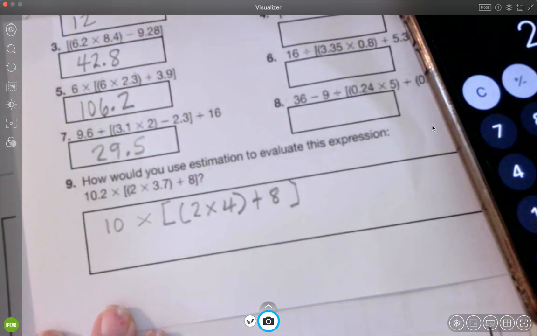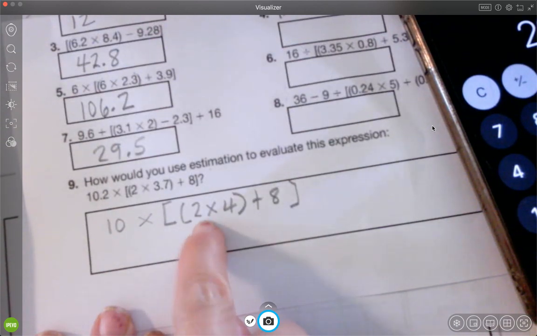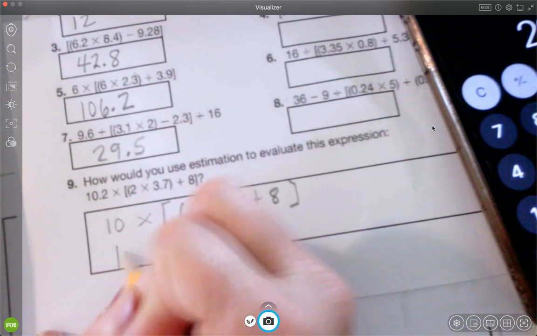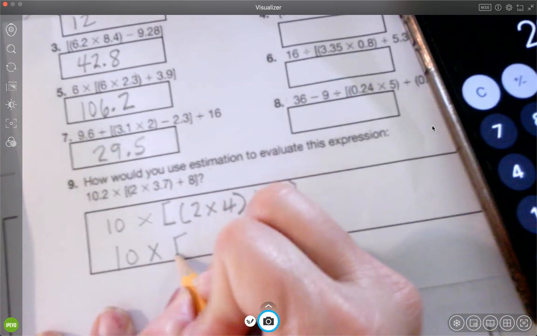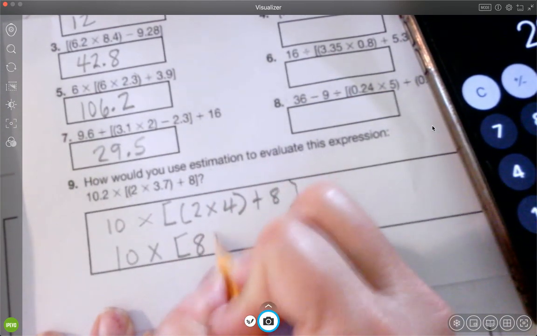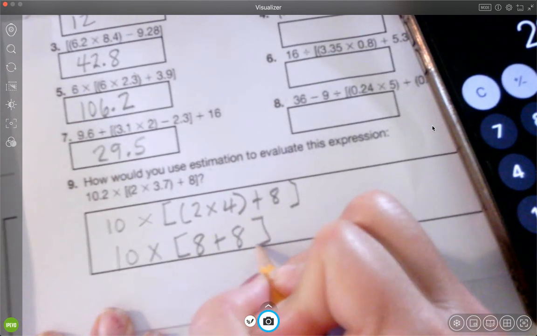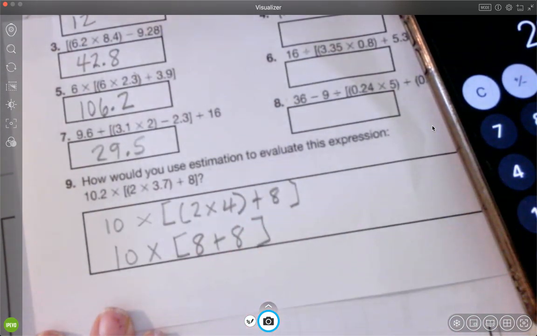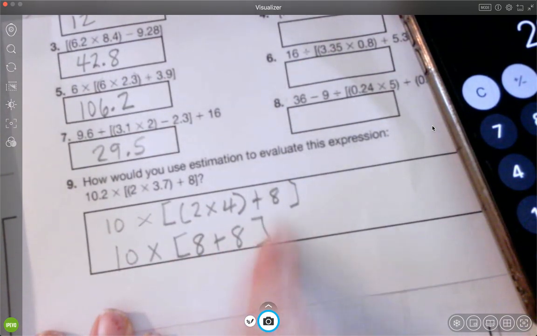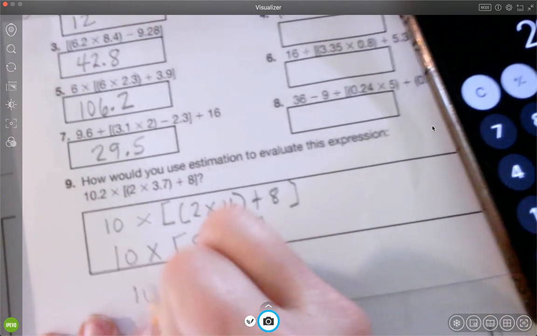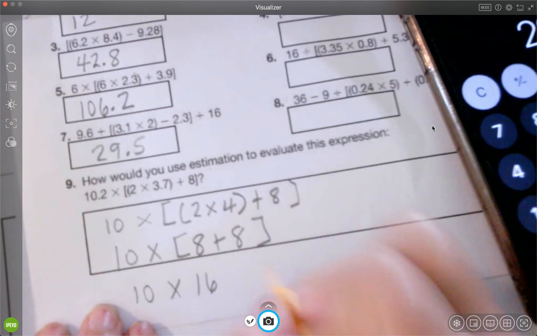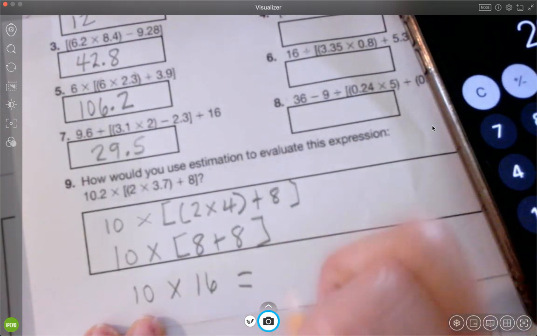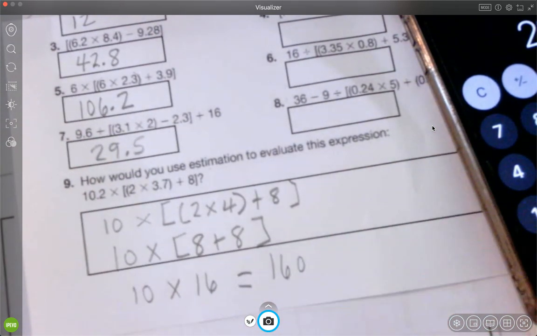So now I'm going to do my parentheses first, because again, I'm going from inside to outside. So I'm going to leave 10 times, I'm going to leave my brace, and I'm going to put 8 plus 8. And now I'm going to do these first, because again, order of operations says that I'll do the brackets or parentheses first. 10 times 16, and then I'm left with my multiplication problem, and 10 times 16, I know I just need to add a 0, and I get 160.